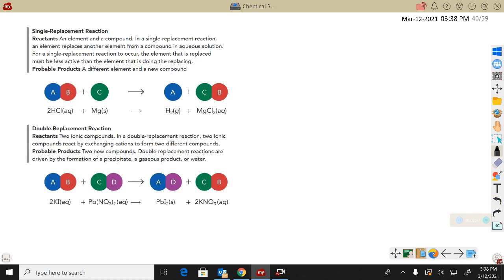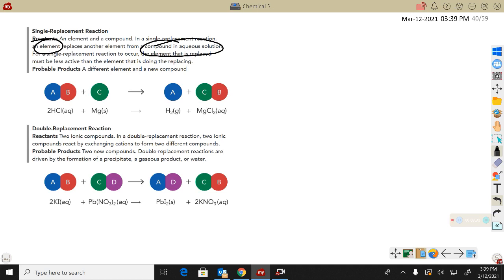Then we have the replacement reactions. I feel like these contain the most work. There's the most detail that has to go into these replacements. How do I pick out a single replacement? When I write the formulas for my reactants, there will always be a single element. There's always one single element on the reactant side, and then it's reacting with some kind of a compound, often in solution. An element and a compound.